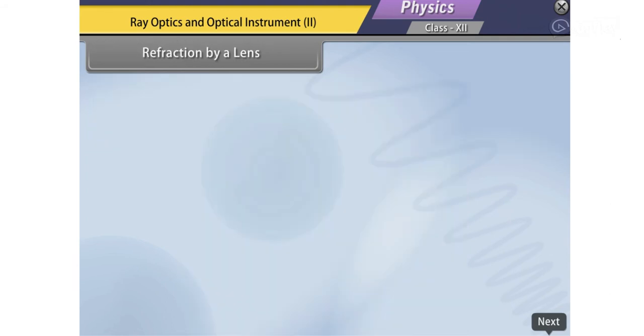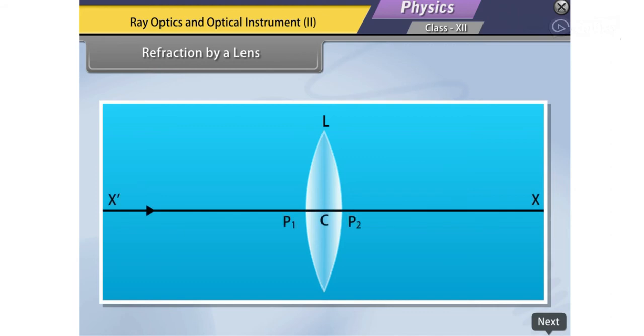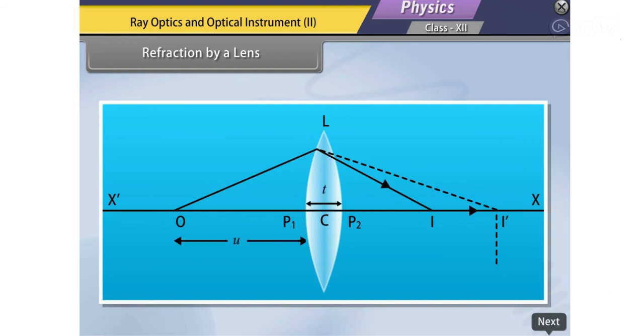Refraction by a lens. Suppose L is a thin lens. The refractive index of the material of lens is n2 and it is placed in a medium of refractive index n1. The optical center of lens is C and x-x' is principal axis. The radii of curvature of the surfaces of the lens are R1 and R2 and their poles are P1 and P2. The thickness of lens is t, which is very small. O is a point object on the principal axis of the lens.